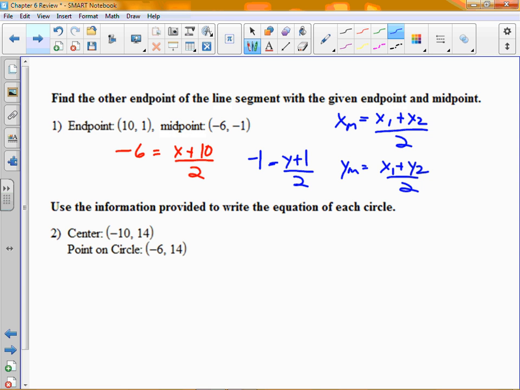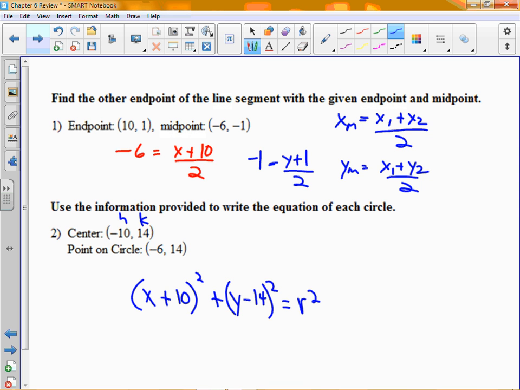The formula for the equation of a circle is (x minus h) squared plus (y minus k) squared equals r squared. So if I want to write the equation of this circle, I do x plus 10 squared plus y minus 14 squared equals r squared.